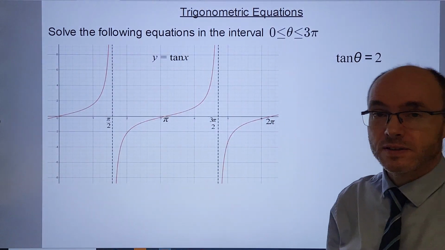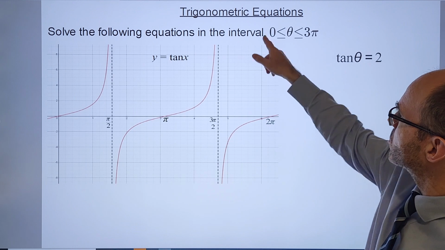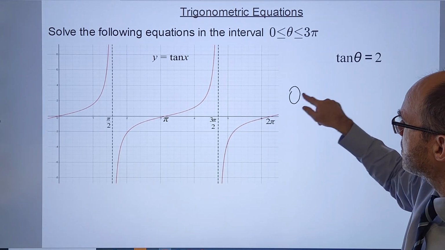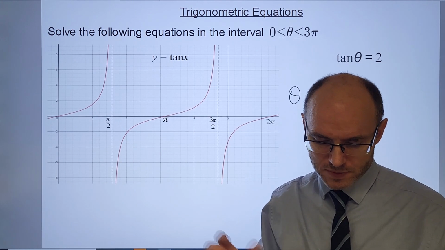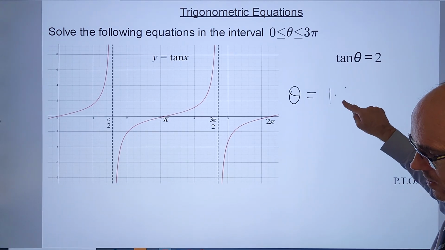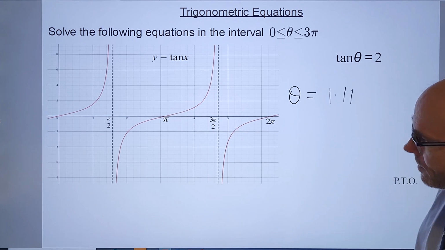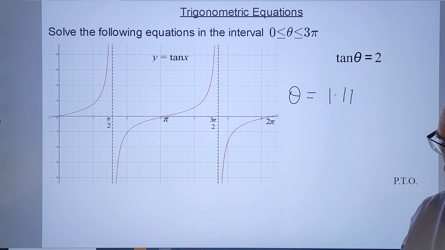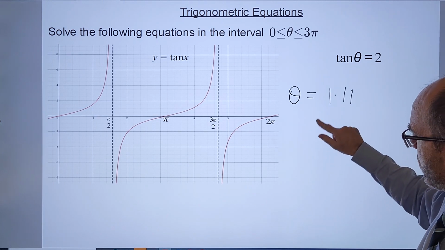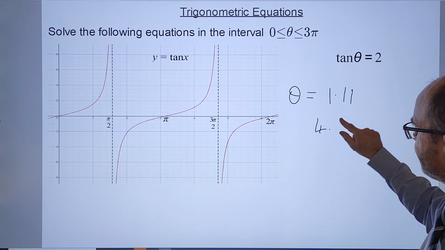Last one, with the tan graph. So this time the interval between 0 and 3 pi. So first answer, again, maybe you pause the video and try it yourself. So inverse tan of 2, 1.107, so I'm going to call it 1.11. Now what to do to get the next one? Add on pi, so add pi to that. 4.25.